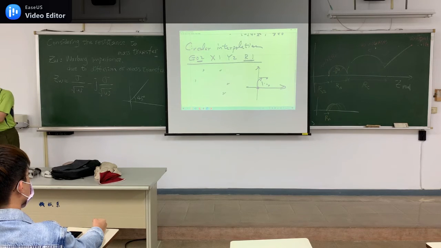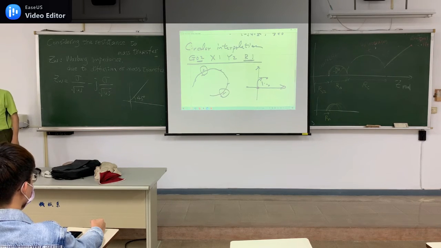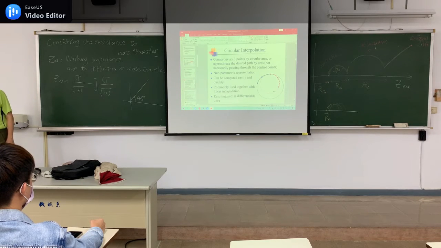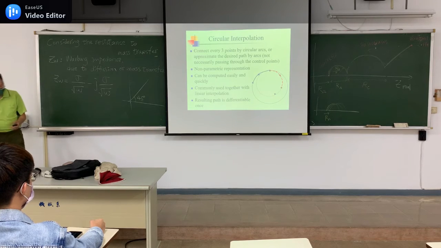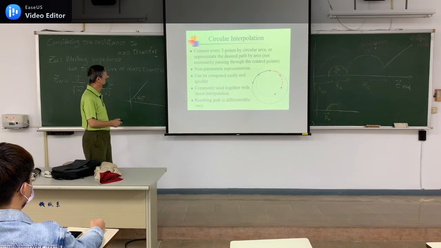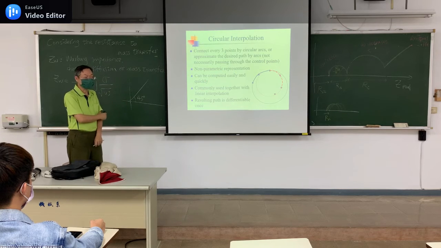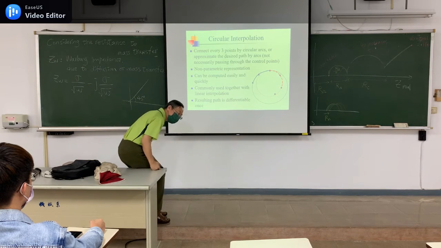With these 5 points, you want to find a circular path. This circular path may not pass through all of the 5 points, but it's close to them. Circular paths can also be computed easily and quickly. So it's quite common.